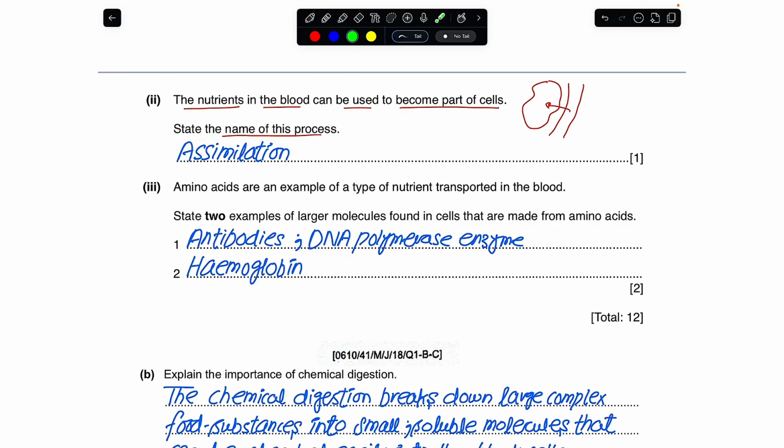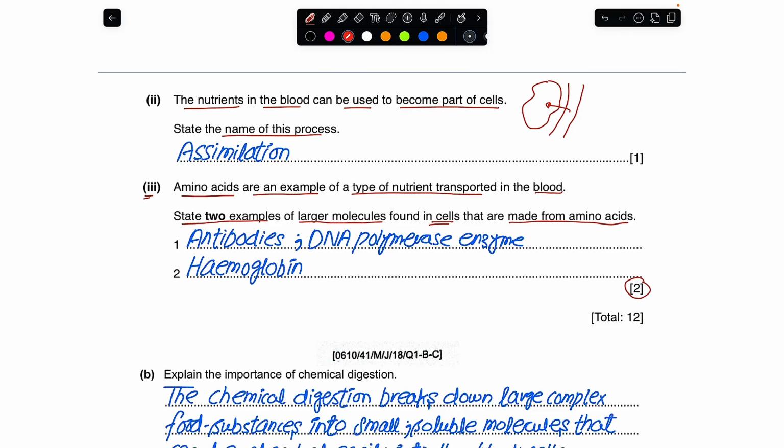For the last third part of the question, for a total of 2 marks, they tell us that amino acids are an example of a type of nutrient transported in the blood. So glucose and amino acids and vitamins and minerals, all of the stuff like that, get transported around the body with the help of the blood plasma. They ask you to state two examples of large molecules found in the cells that are made from amino acids.